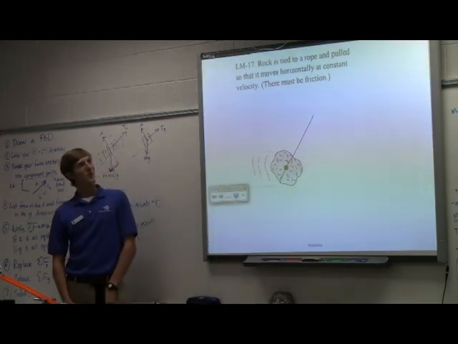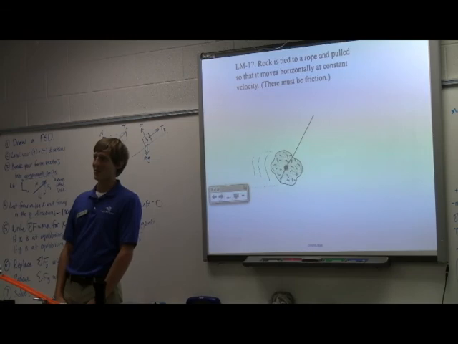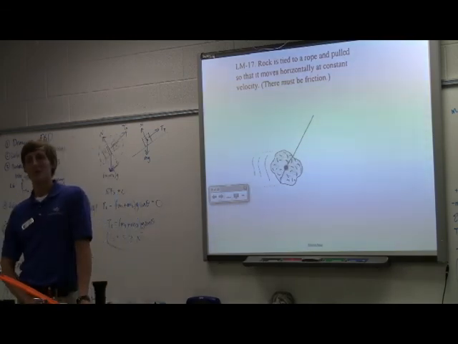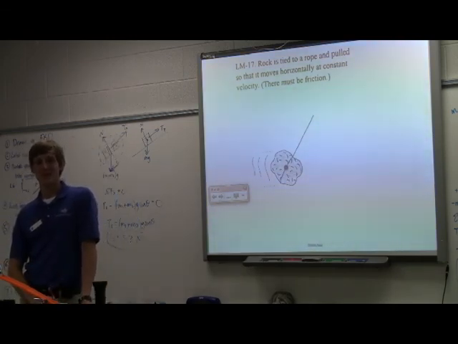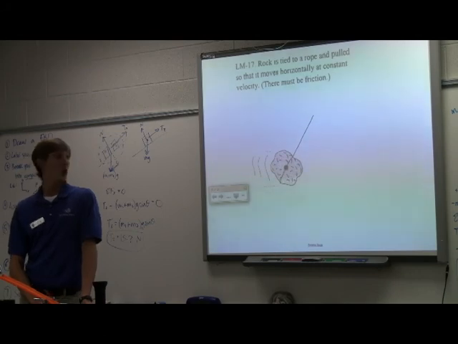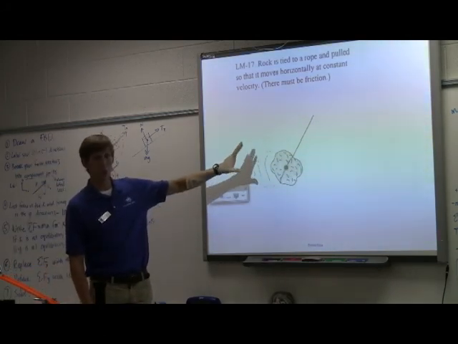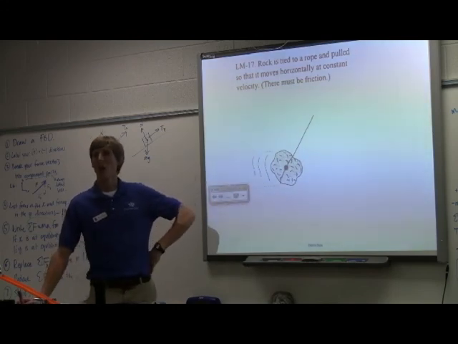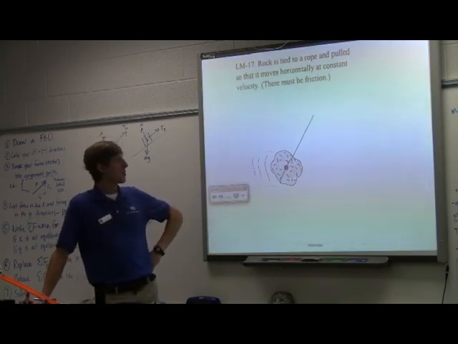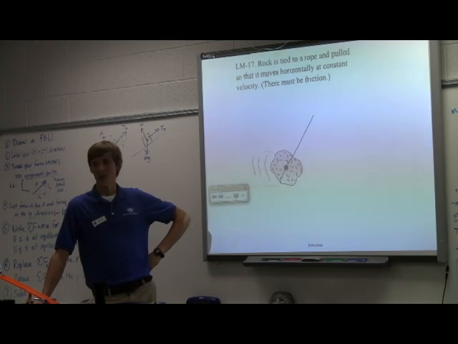Rock is tied to a rope and pulled so it moves horizontally at a constant velocity. There must be friction. Is that supposed to be an inequality? No, it's not. That's a good question. This is just like the air moving around the rock. So, guys, tell me. Here's the rock tied to a rope moving at constant velocity. Emily, you try this one.